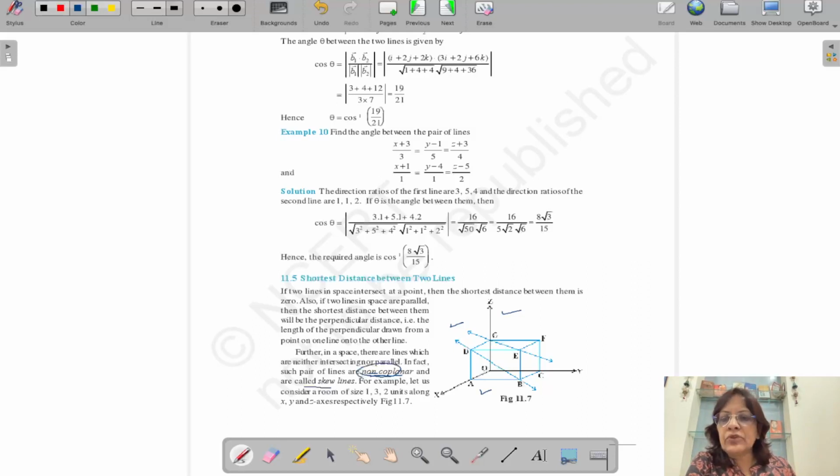And the topic that you have, this is a very important topic, and you get a 4 or 5 mark question on this. That is the shortest distance between skew lines. A very, very important topic, and without going into the derivations, I'll tell you the formula for the shortest distance between two lines.